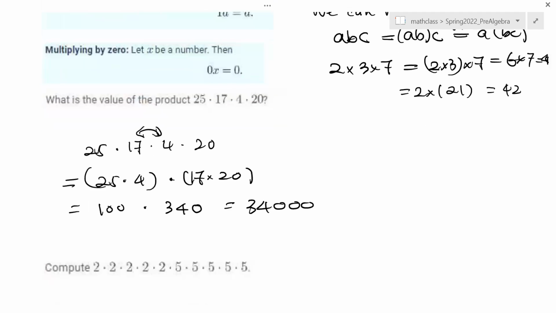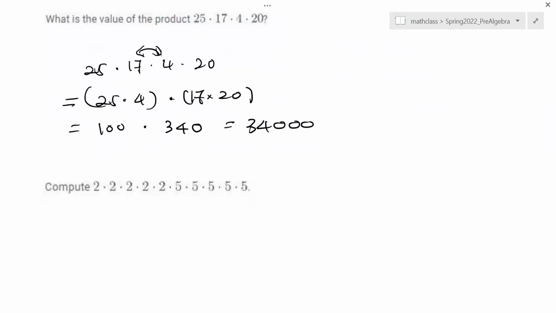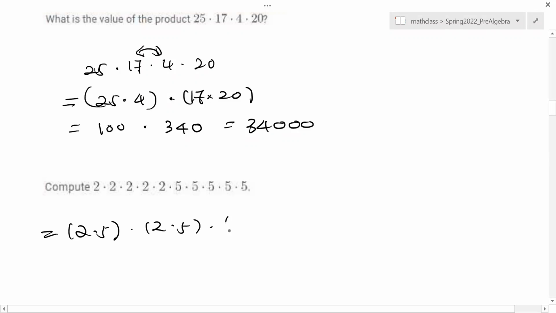Okay, so let's take a look at the next problem. You have 2, 2, 2, 2, 2. How many twos are there? 1, 2, 3, 4, 5. And 5, 5, 5, 5, 5. They have so many 5s. So let's do the same thing and regroup them: 2 times 5, 2 times 5, and you put the parentheses there.